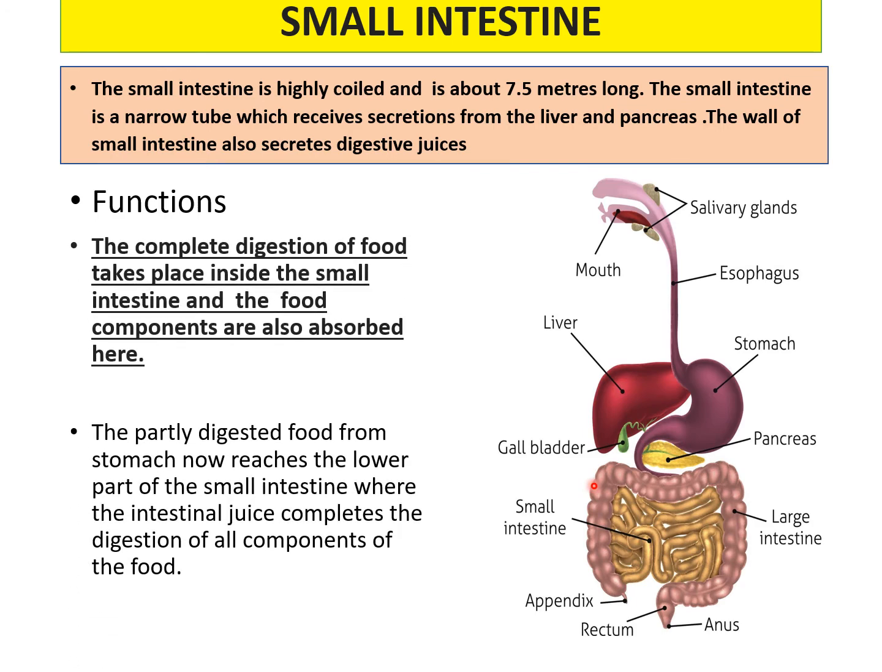The main functions in this, which is very important and you should remember, are that the complete digestion of the food takes place inside the small intestine, and the food components are also absorbed over here. These are the two main functions of the small intestine, right? After the stomach, the partly digested food goes into the small intestine, where the intestinal juice completes the digestion of all the components of the food.